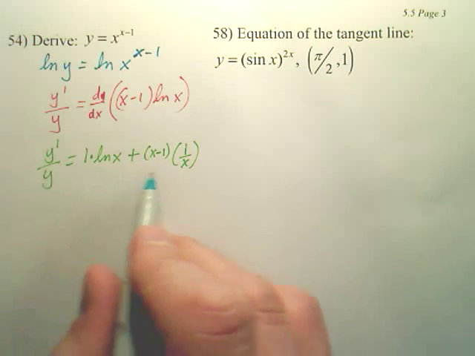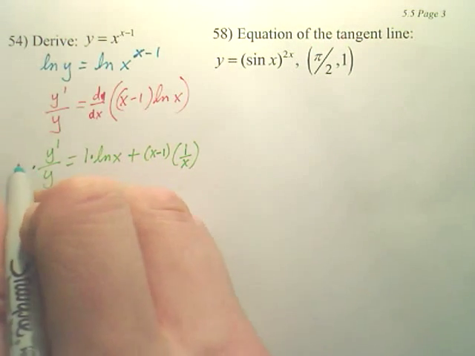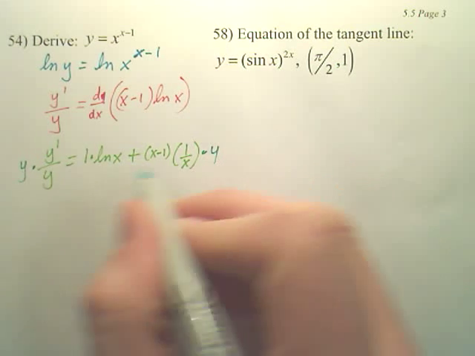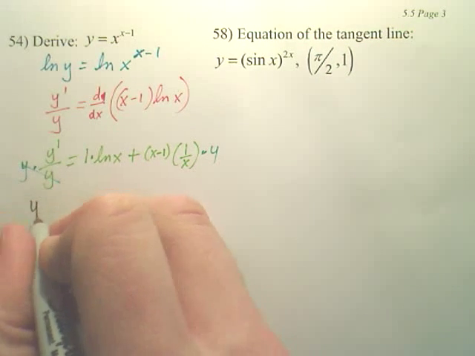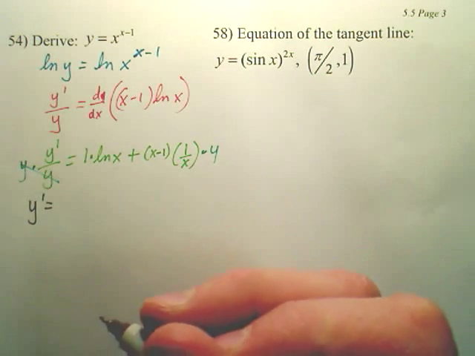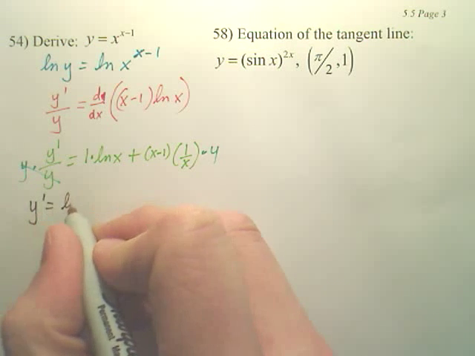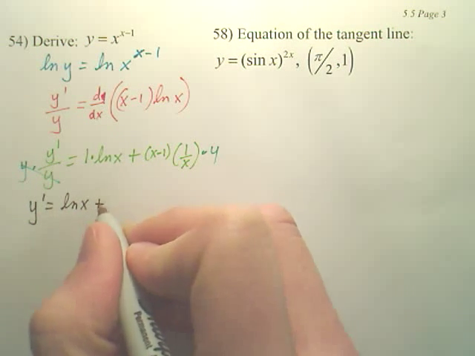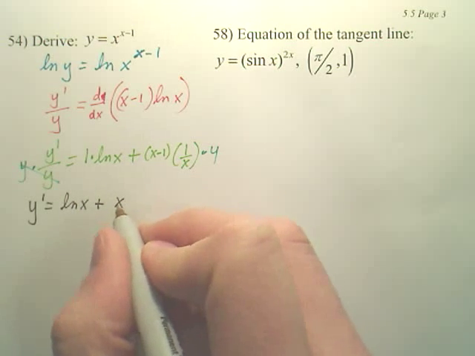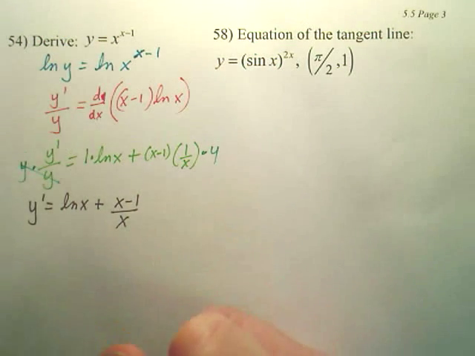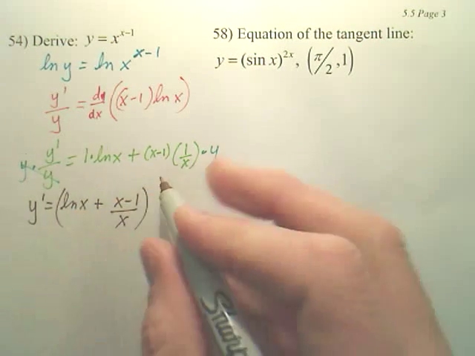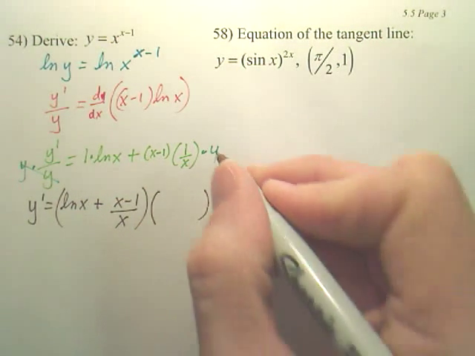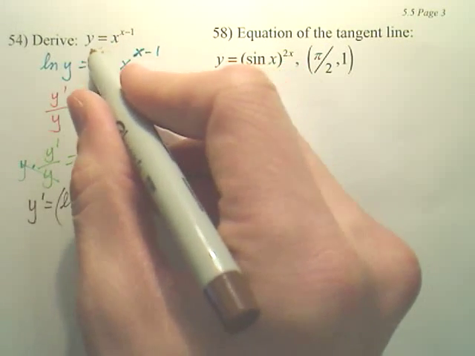Now, I can simplify this, and I have to multiply both sides by y, because I got to get y prime by itself. So I now have y prime equals, this is going to be ln x plus x minus 1 over x, all of that times, what's y? That's y. See it? Y equals.